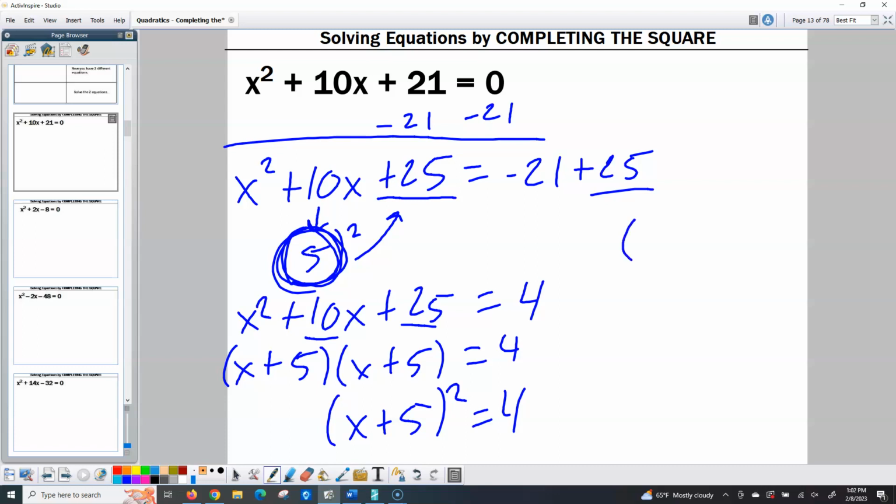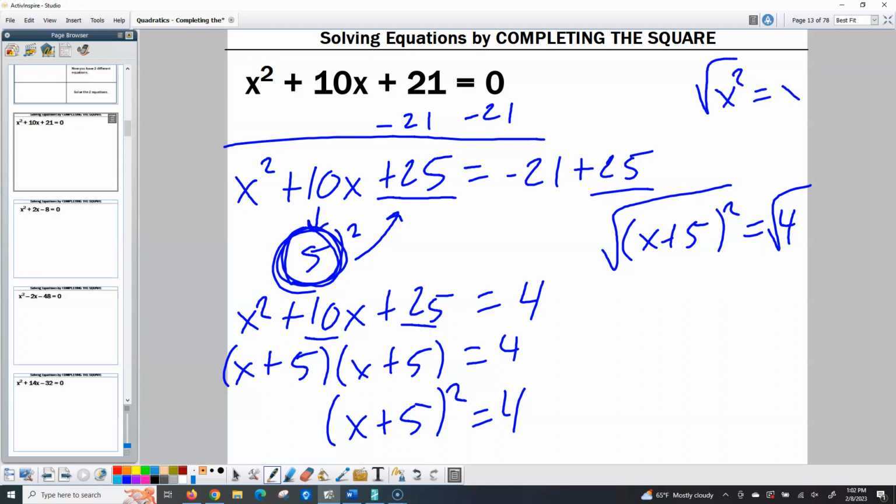And I'm going to kind of come over here and work a little bit. So I got x plus 5 squared equals 4. Next step is to take square root of both sides. So take a square root of that, take a square root of that. And on the left side, when you take a square root of anything being squared, we've talked about taking the square root of x squared. That's just going to be x for us here. So I've got x plus 5 right here.